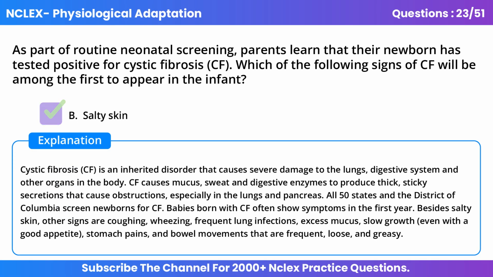Cystic fibrosis, CF, is an inherited disorder that causes severe damage to the lungs, digestive system and other organs in the body. CF causes mucus, sweat and digestive enzymes to produce thick, sticky secretions that cause obstructions, especially in the lungs and pancreas. All 50 states and the District of Columbia screen newborns for CF.